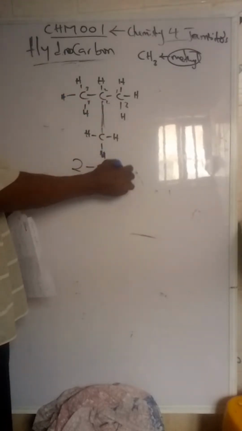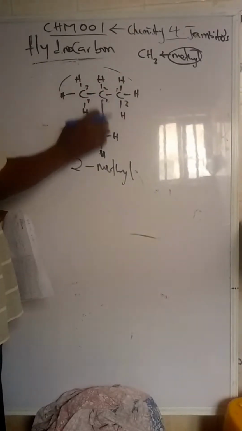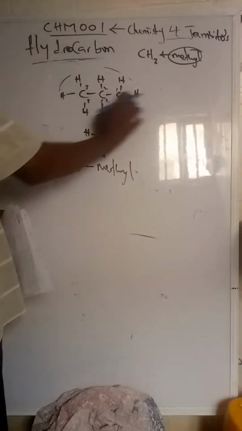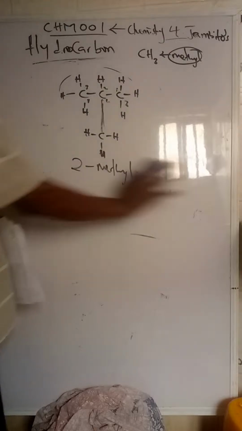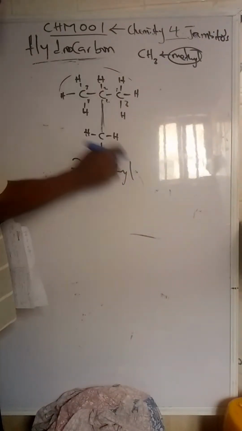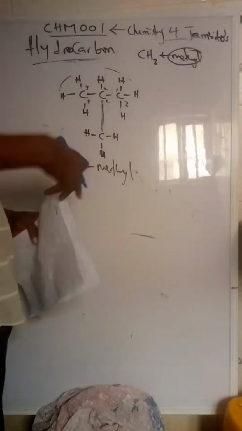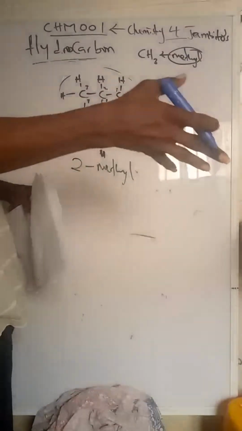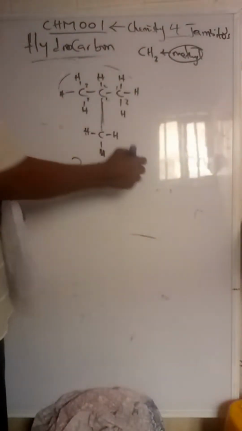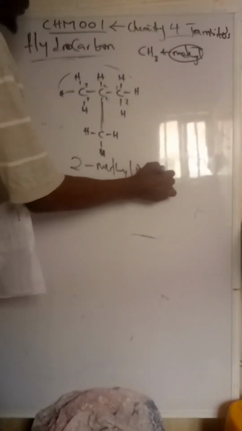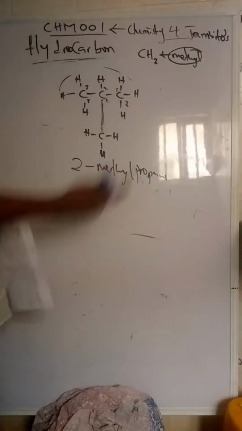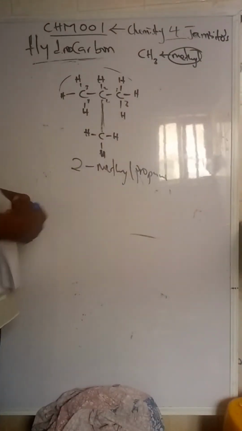Methyl. So what's now the formula without the branch chain? What's the molecular formula of this structure without the branch chain? Methyl what? Propane, because it has a single bond, so it's propane, not propene. If it's propene, that means having a double bond. If it's propyne, it's having a triple bond. So this is propane. So this is 2-methyl what? Propane. So this is a condensed formula now.